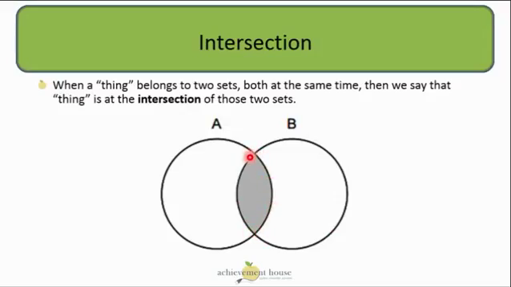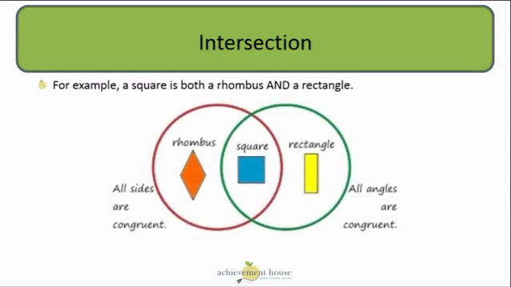Think of it as where the shapes overlap, or wherever the sets overlap. And like I said earlier, an example of this is a square. It is both a rhombus and a rectangle. Therefore, it is at the intersection of both the set of rhombi and the set of rectangles.